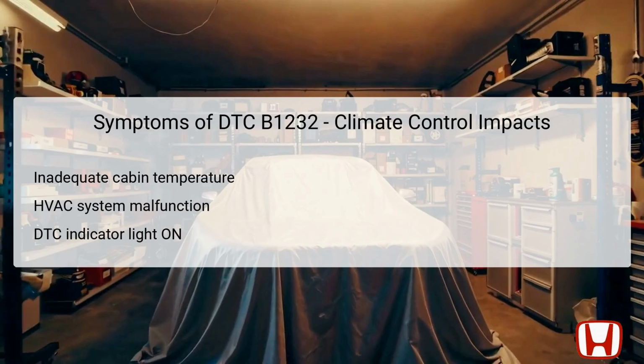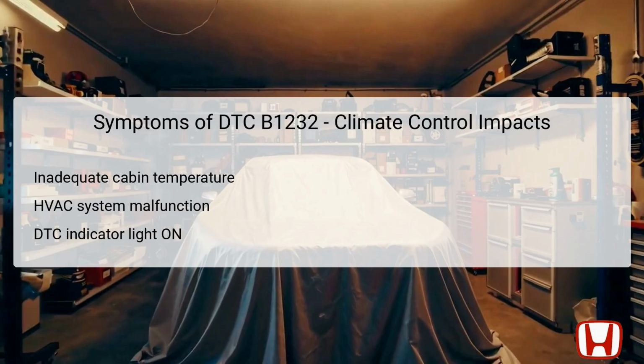Symptoms associated with DTC B1232 can manifest in several ways, primarily affecting the functioning of the vehicle's climate control system. One of the most common symptoms is inadequate cabin temperature, where the air conditioning does not provide sufficient cooling or the heating is inconsistent. This leads to an uncomfortable driving experience, especially during extreme weather conditions.